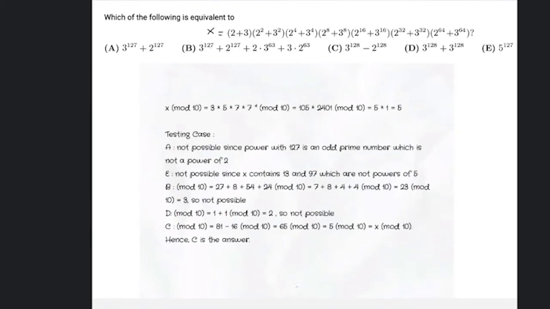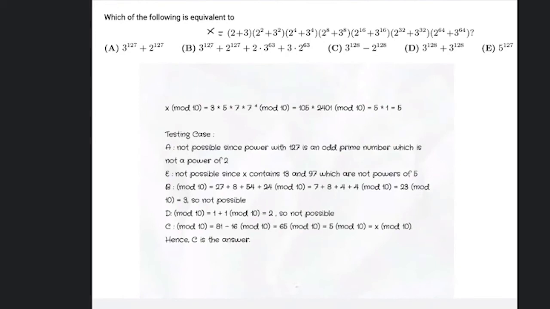So 2 plus 3 is equal to 5, where first we see that we get the last digit of 5. Then 2 squared plus 3 squared is equal to 13, where we get the last digit of 3. And 2 to the power 4 plus 3 to the power 4, here we get 97, which is the last digit of 7, and so on.